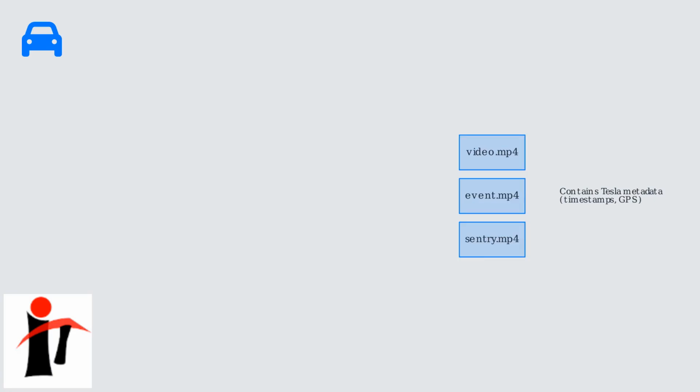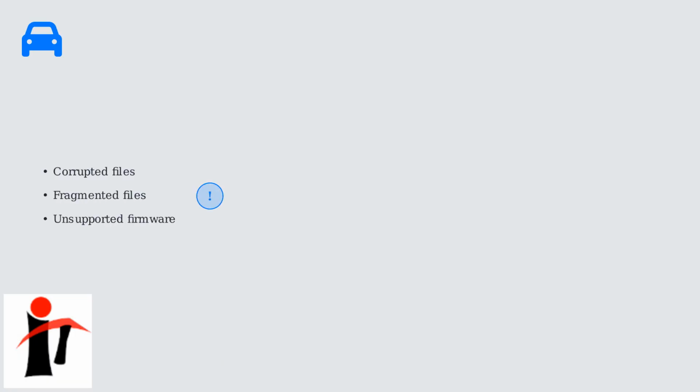These MP4 files contain Tesla's proprietary metadata, including timestamps and GPS location data, which the app uses to display footage properly. The app may fail to recognize videos that are corrupted, fragmented, or created by unsupported firmware versions. These issues can prevent proper playback in the Tesla mobile app.